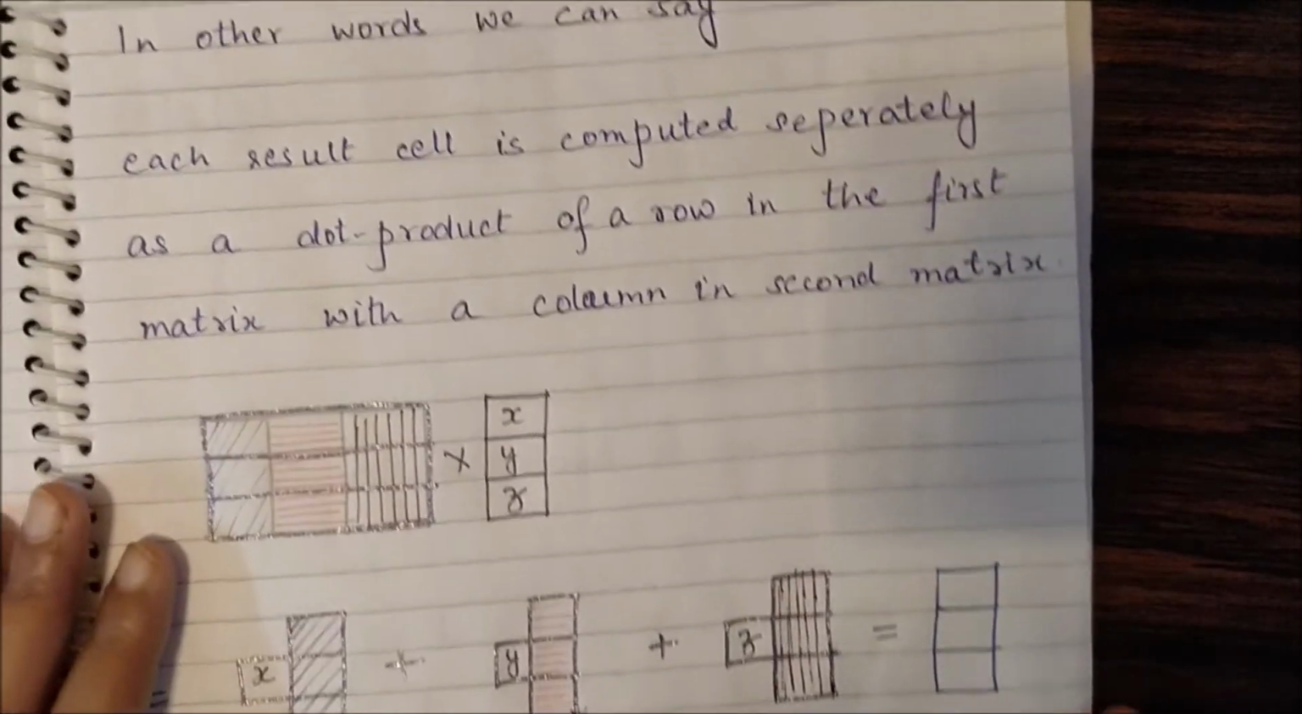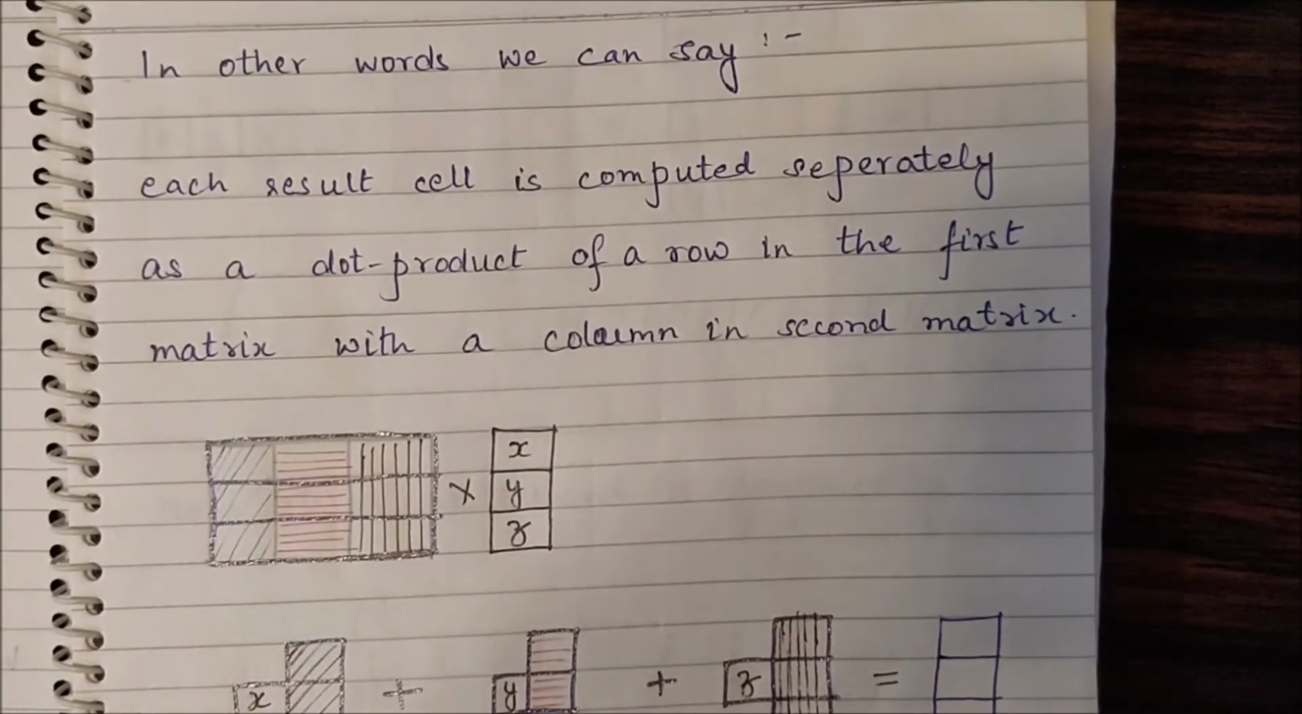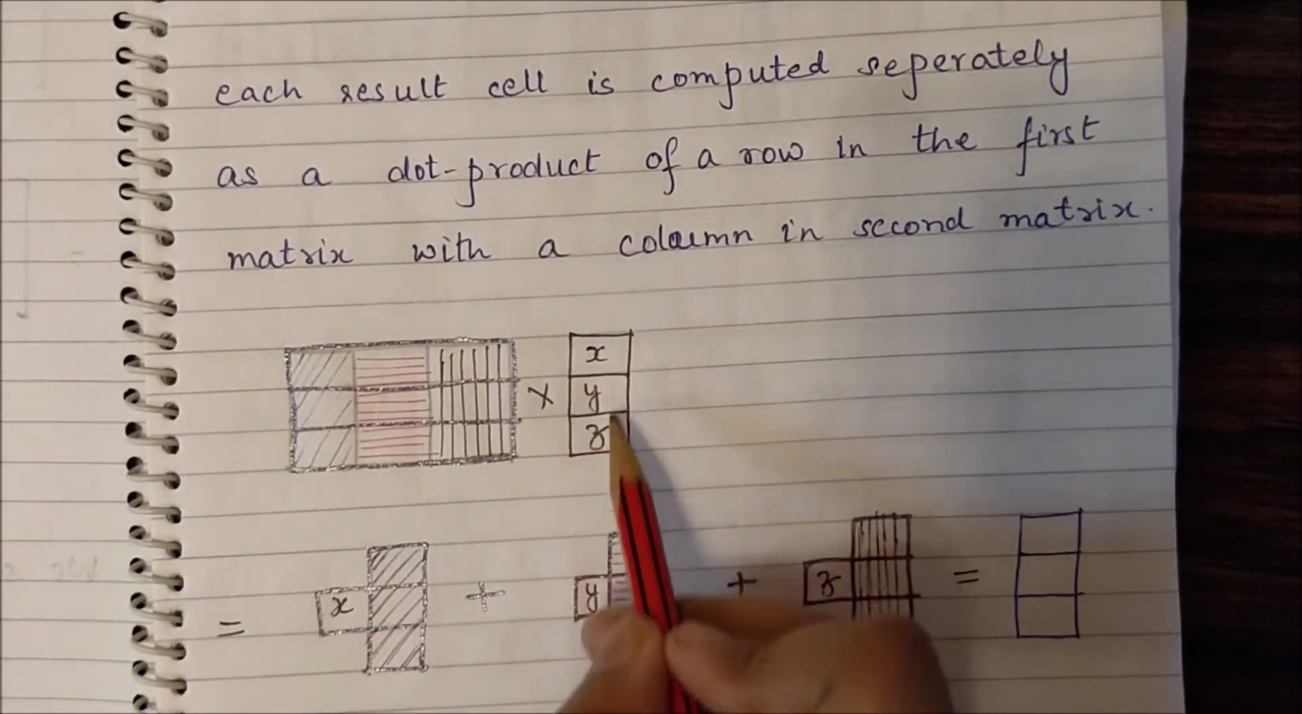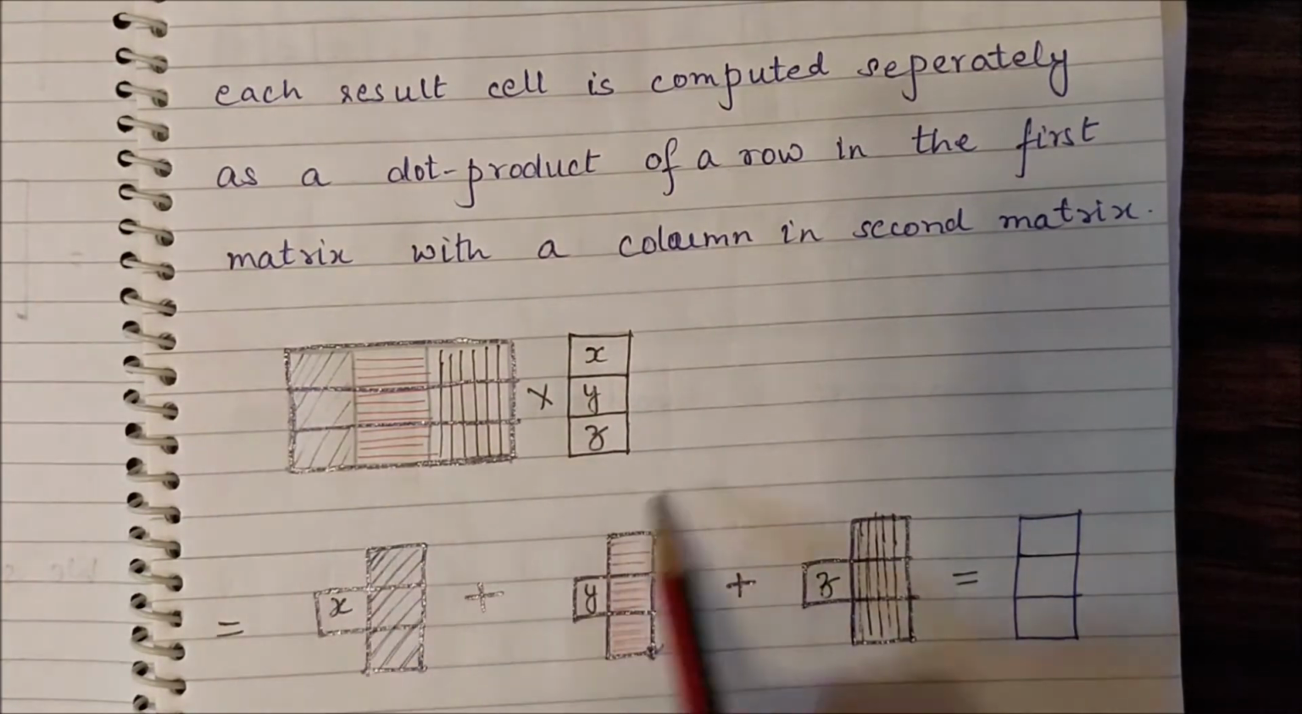In other words, we can say that each result cell is computed separately as a dot product of a row in the first matrix with a column in the second matrix. Now, let's check this. We are having this particular matrix and we are multiplying with this. What is the significance of this?